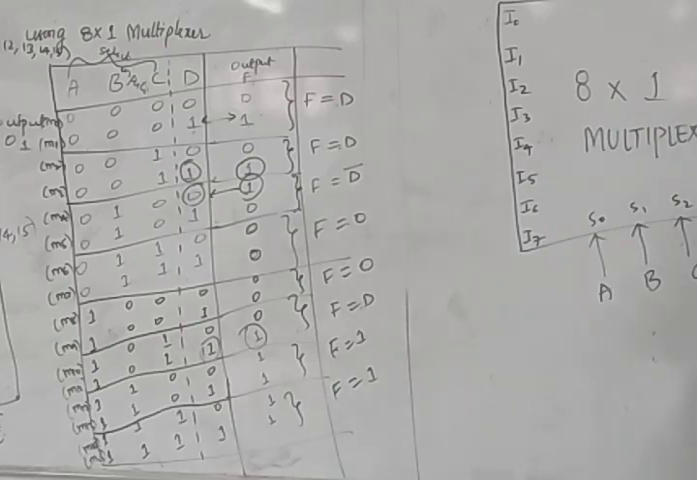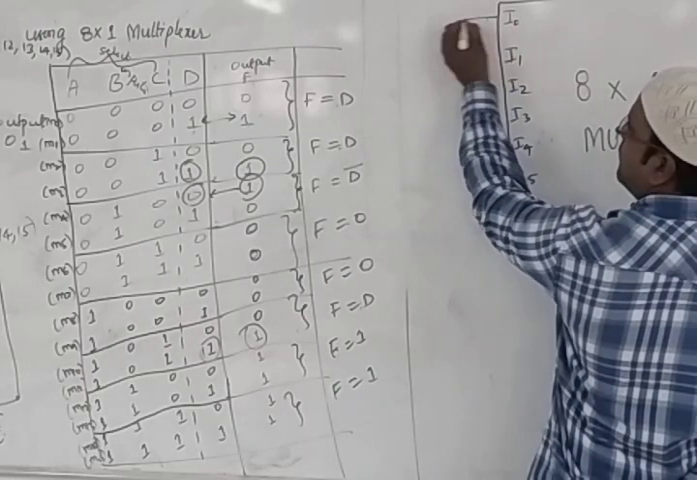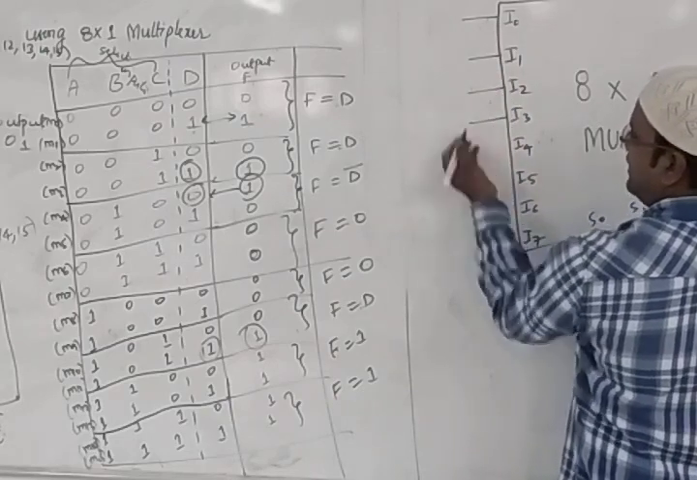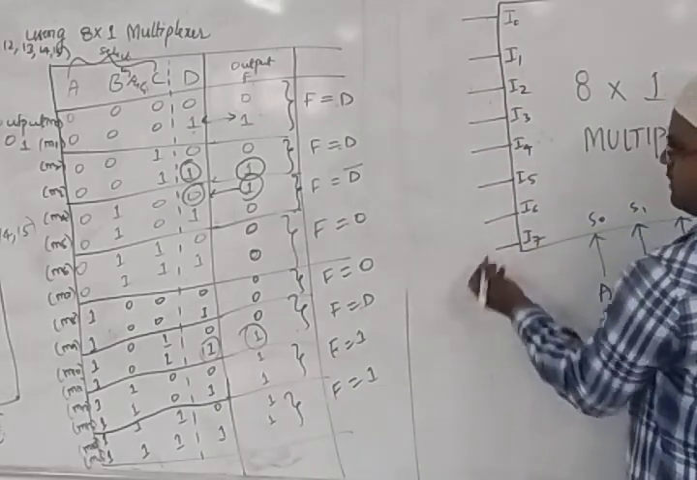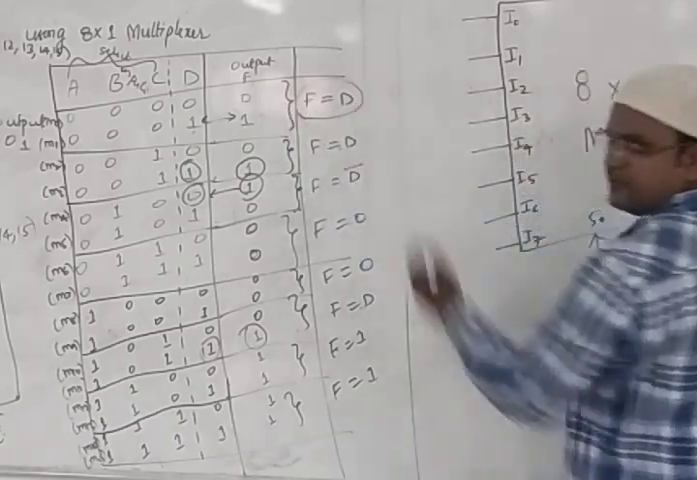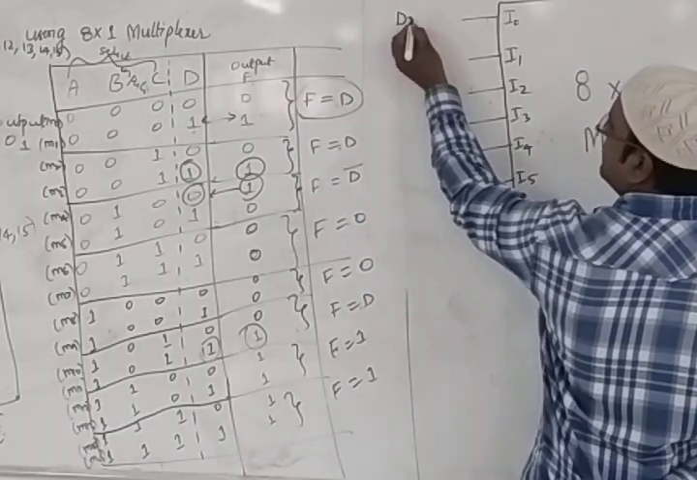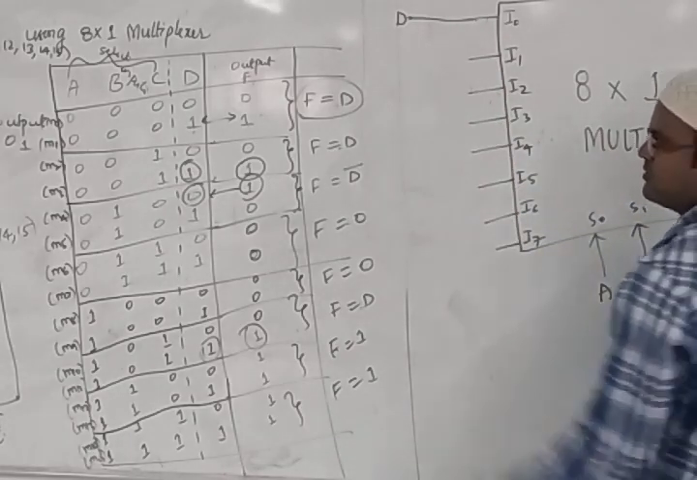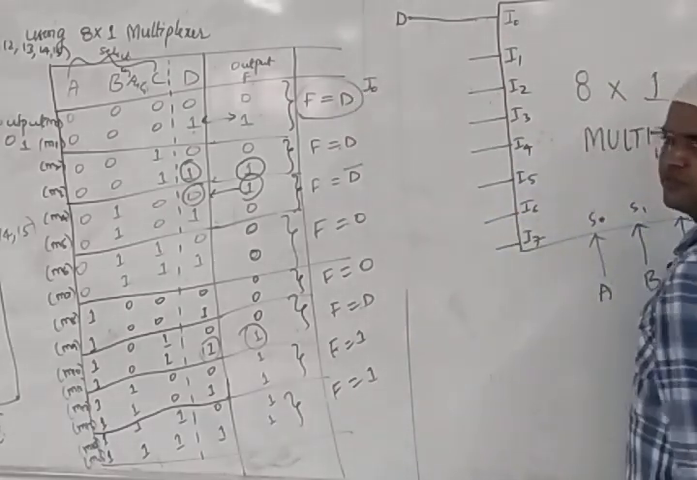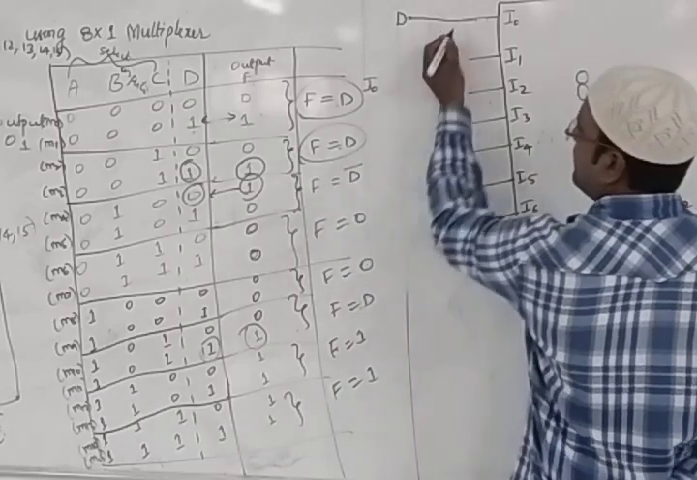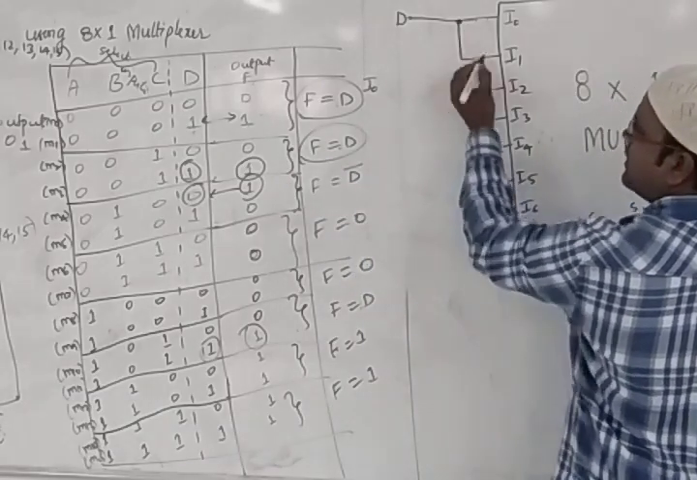Clear? So first, for I0, what are the values that I need to design? Tell me what is the first one. F is equal to D. Suppose you had the first input D, so D is directly passed to this first input I0. This is your input I0. Now for the next input I1, again for I1, F is equal to D.